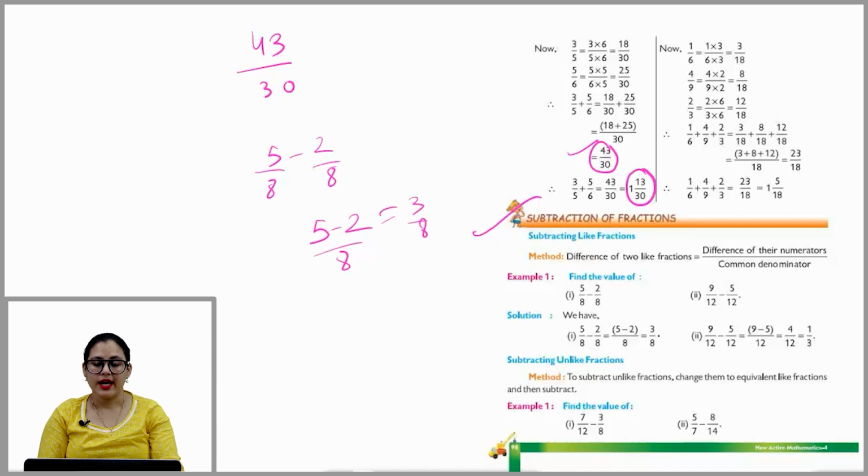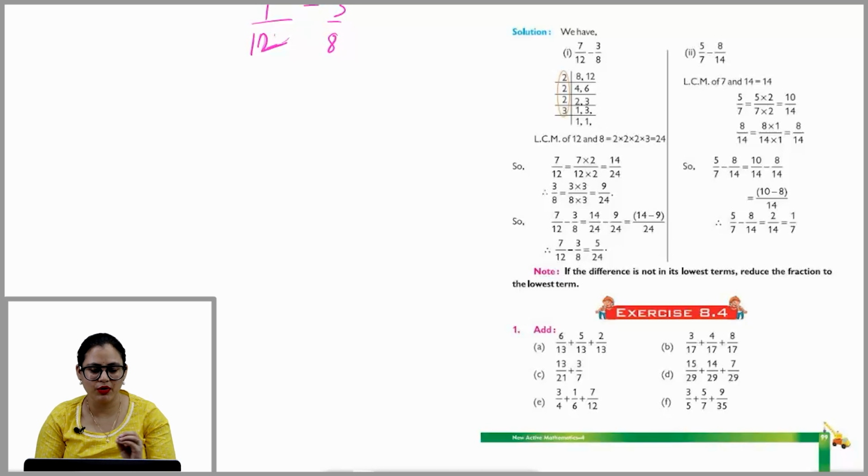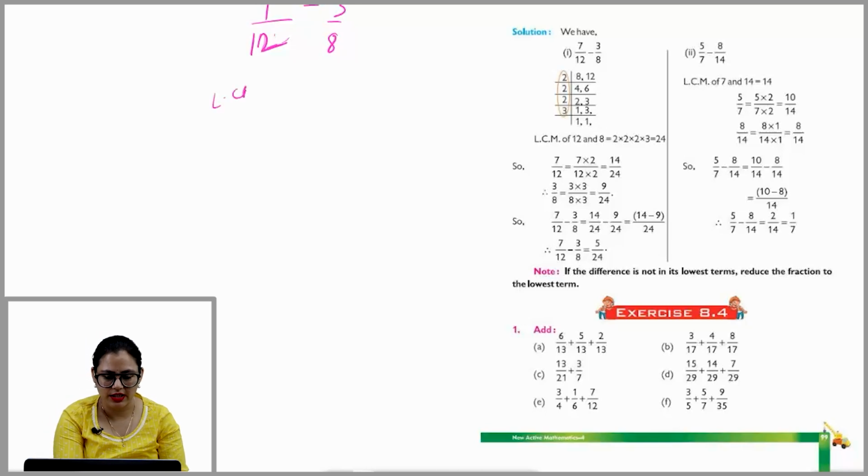And subtracting unlike fractions. Method: to subtract unlike fractions, change them to equivalent like fractions and then subtract. Example: find the value of 7 by 12 minus 3 by 8. Let's find out. 7 by 12 minus 3 by 8. We'll first take the LCM of 12 and 8. The LCM of 12 and 8 is equal to 24.